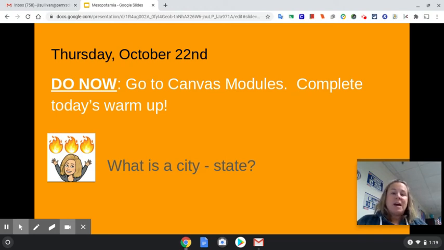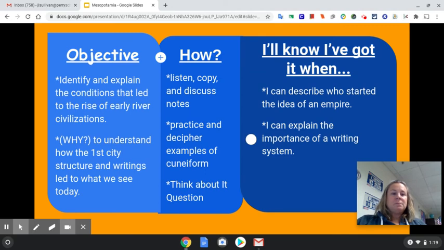Yesterday, you should have completed a pair deck that talked about Sumer, the very first civilization to settle in Mesopotamia, and what a lot of historians believe to be the first civilization in the entire world. Now, today, we are still working on identifying and explaining the conditions that led to the rise of early river civilizations. Our goal is to start understanding how the first city structures and writings led to what we see today.